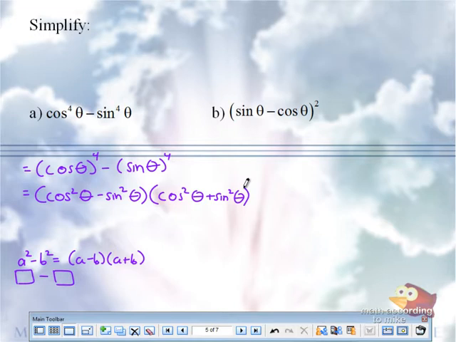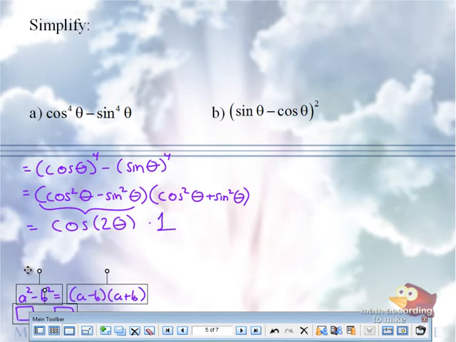Okay, these are now in identities. What is cosine squared theta minus sine squared theta? Cosine of 2 theta, times, what is cosine squared theta plus sine squared theta? 1. It's your Pythagorean identity. So what's cosine of 2 theta times 1, class? Cosine 2 theta.